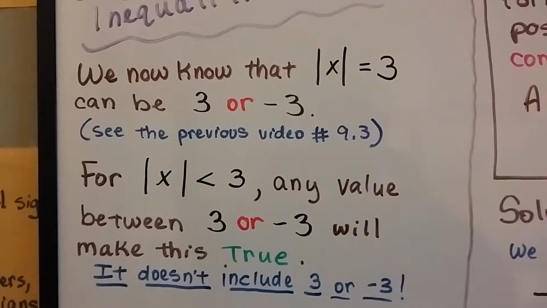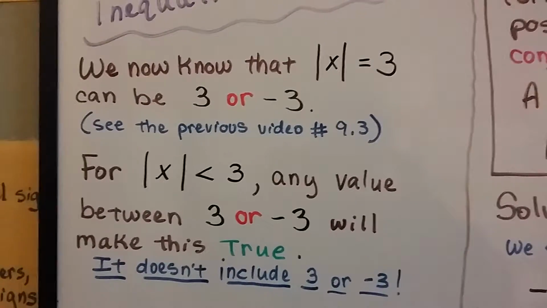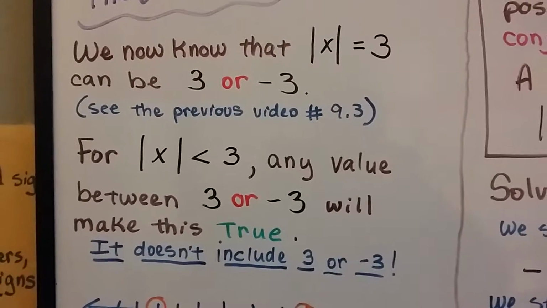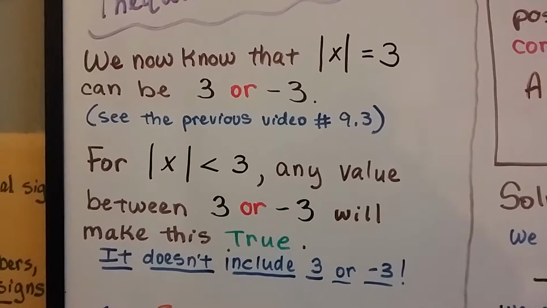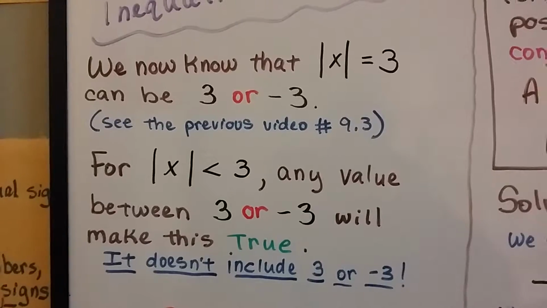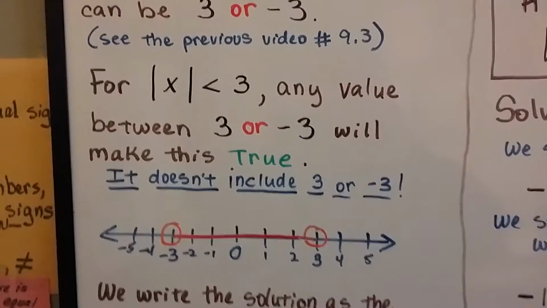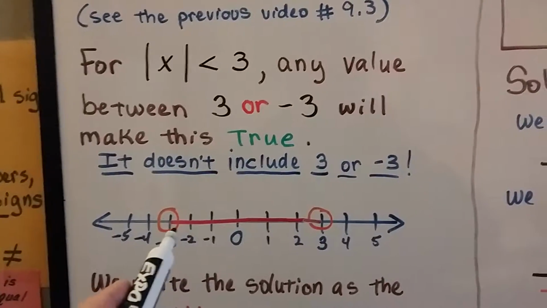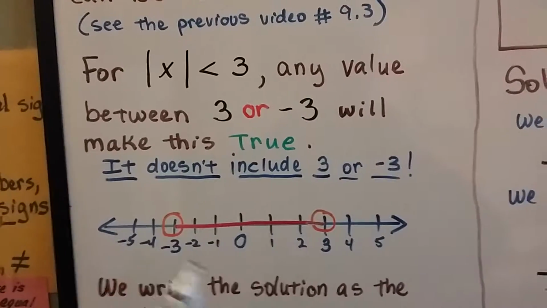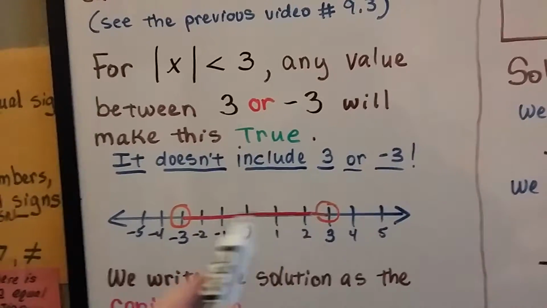That's my best advice. If you did watch it, let's keep going. For the absolute value of x to be less than 3, any value between a positive 3 and a negative 3 will make this true. It doesn't include positive 3 or negative 3 because it just says less than, okay? It doesn't have the or equal to bar underneath it, does it? So for it to be between positive 3 and negative 3, not including them, we have our open dot on the negative 3 and the positive 3, and we know it's all the values in between when we graph it, right?